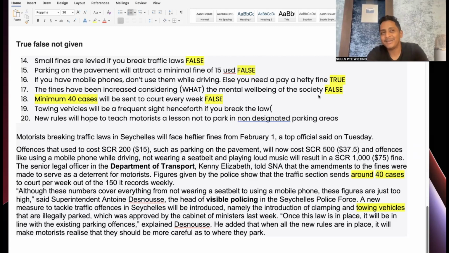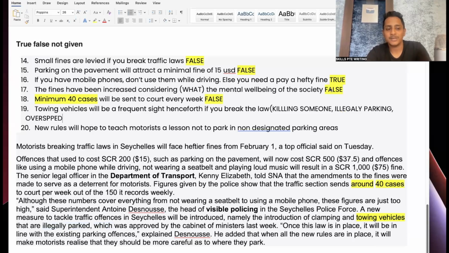So in that case, breaking the law can be, you know, killing someone, illegally parking, overspeeding. If you overspeed, probably they don't tow the vehicle. If you kill someone, probably they don't tow the vehicle. But if you illegally park, they will tow the vehicle. So one of the cases is correct. So if you break the law, definitely towing vehicles will be a frequent sight henceforth. 100% true. This is true.